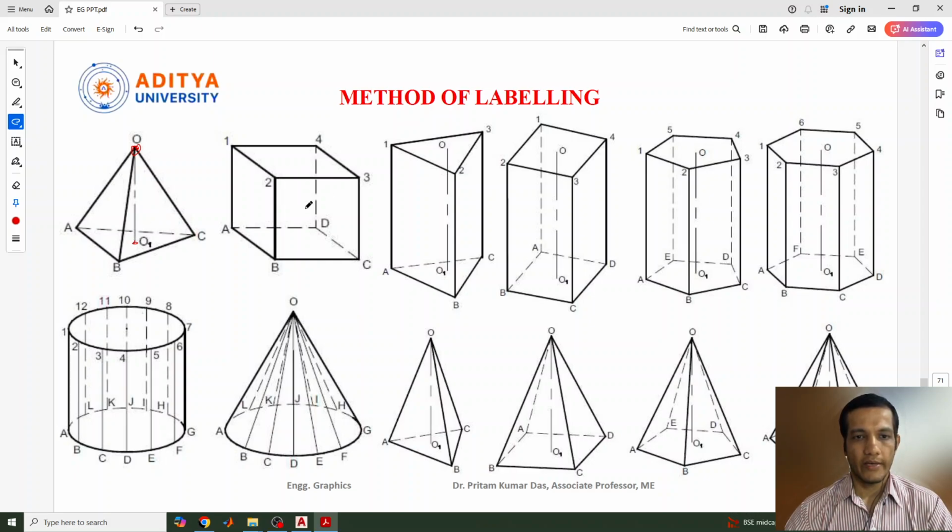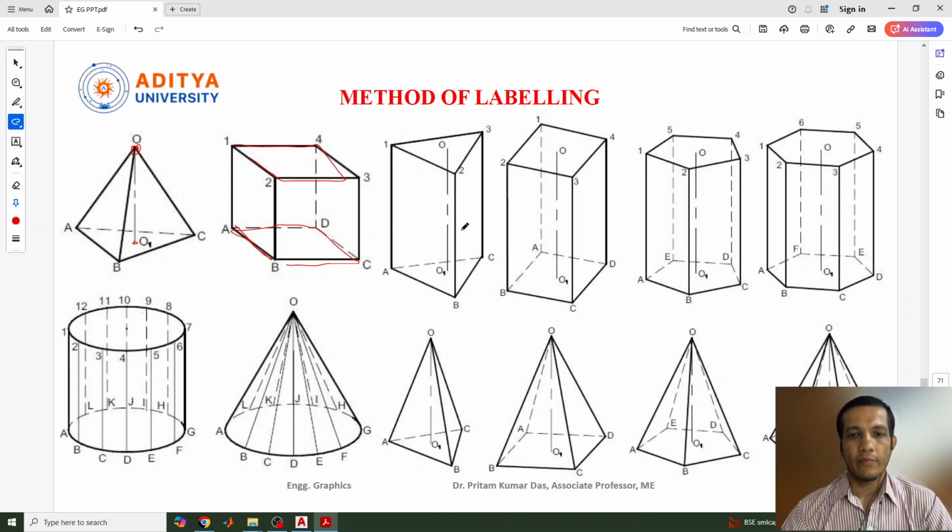Similarly, if a square prism is there, then we need to see the bottom. This is the bottom part or base, that means a square, so ABCD. Similarly, the top also needs to be marked, 1, 2, 3, 4, or EFGH, something we can mark here. Both should be marked clearly, because when we go for the projection, we need to project the bottom as well as the top.